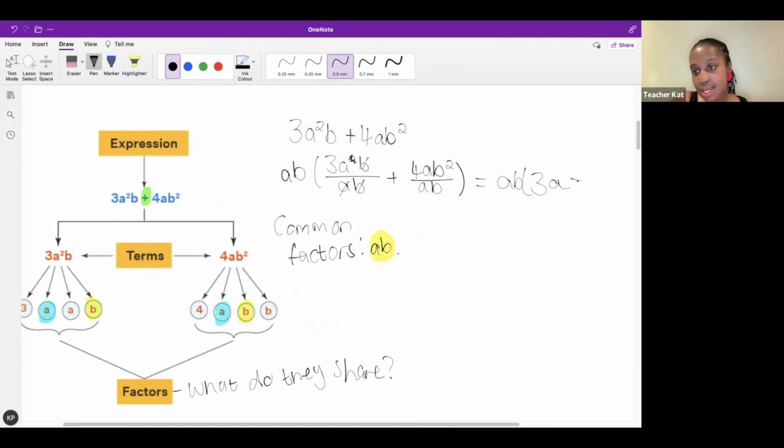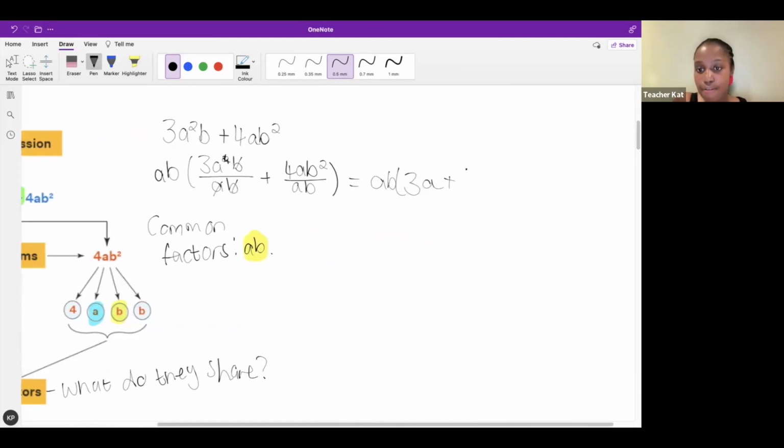And then with my second term, I still have a 4. The A's have canceled each other out, and the B's, I canceled out one B, right? But I still have one left, so then I'll be left with 4B, and we're done. If you're not sure if you have factorized correctly, redistribute it and check that you can get back to the original question.